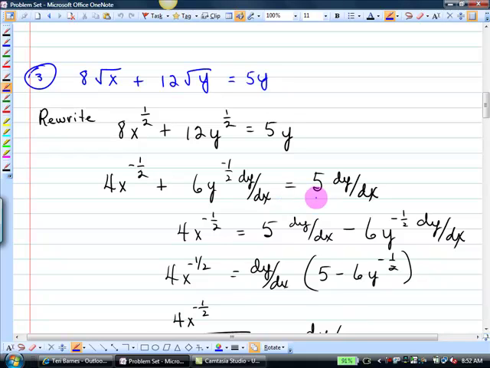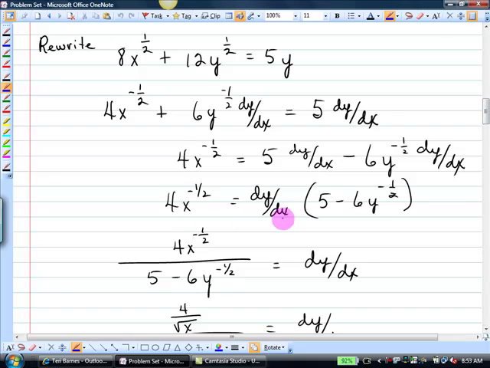Equals 5 dy/dx. So you just take the derivative of each piece like we've been doing, except where there's a y, we got to have that dy/dx. This is the only piece that doesn't have a dy/dx, so I'm going to leave it by itself, and I'm going to subtract this 6y. So subtract that over here. Then factor out dy/dx, and you're left with 5 minus 6y to the negative 1/2. And then divide this whole thing to the other side.